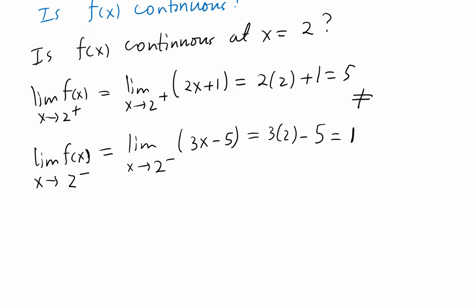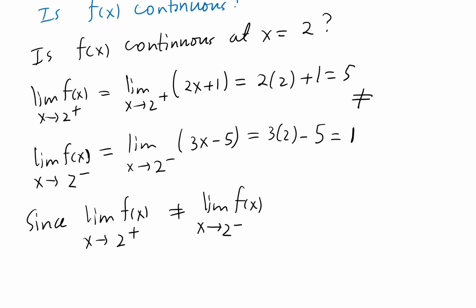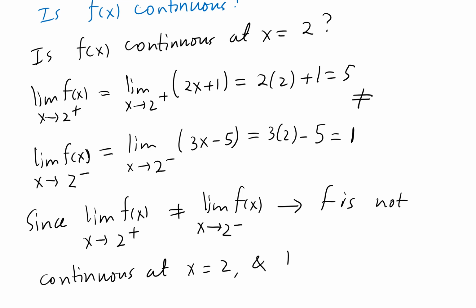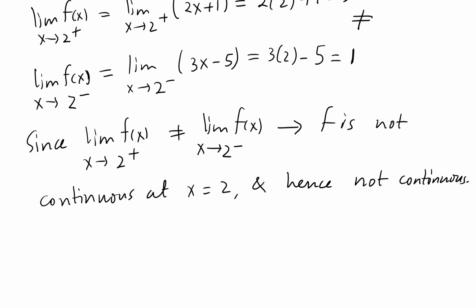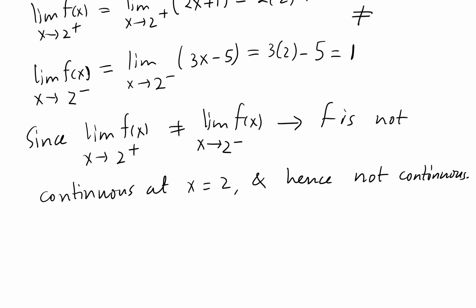So we say since the limit of f(x) as x approaches 2 from the right side does not equal the limit of f of x as x approaches 2 from the left side, this means f is not continuous at x equals 2 and hence not continuous. Again, in order for a function to be continuous, it has to be continuous at every single point in its domain. Since it's not continuous at 2, then it's not continuous.